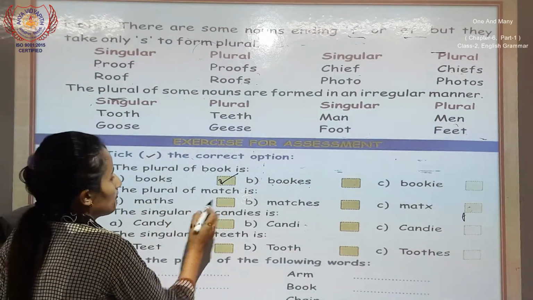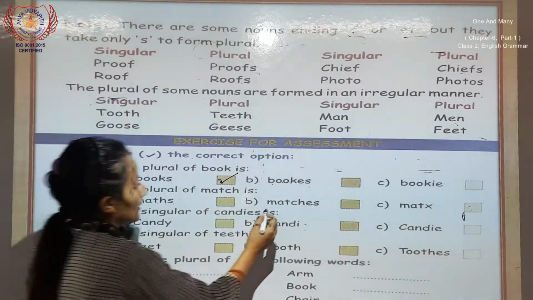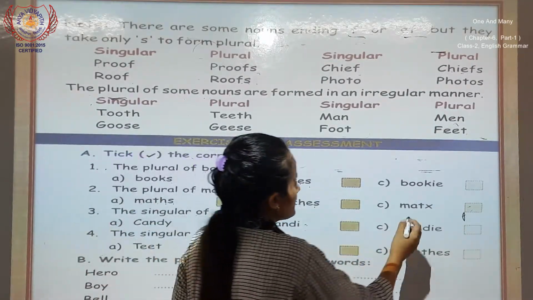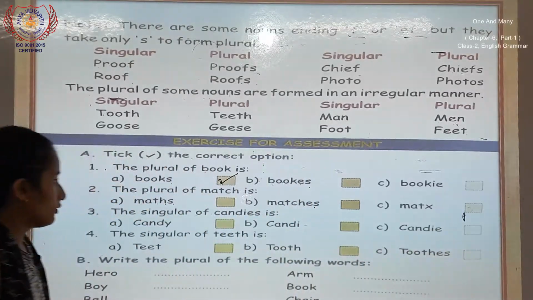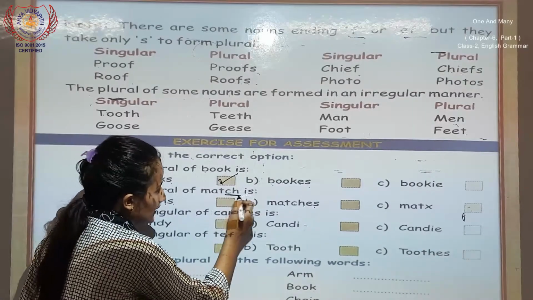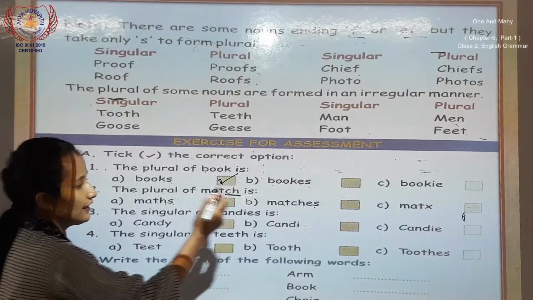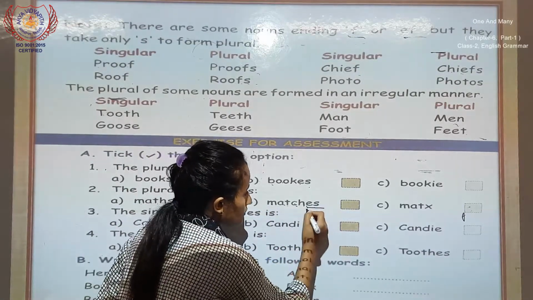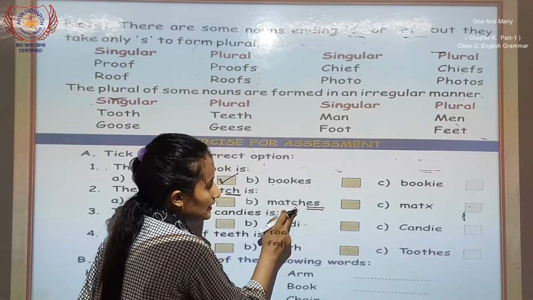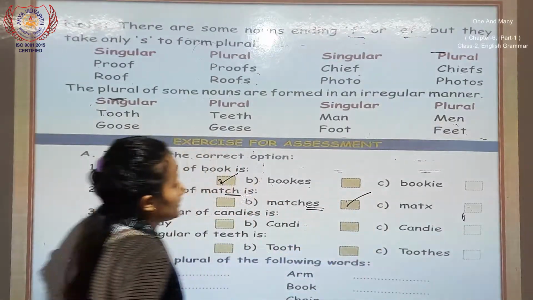The plural of a match is math, matches, or matx? So you can see here the plural of a match ends with CH. Last word में क्या है? CH. So what we have to think? Matches. Whenever the last letters are CH, we have to use ES. So this is so easy.